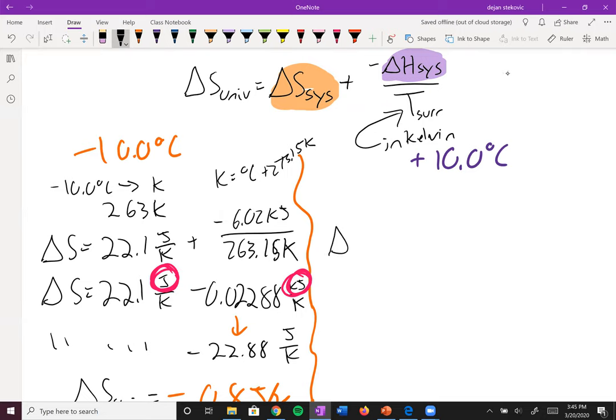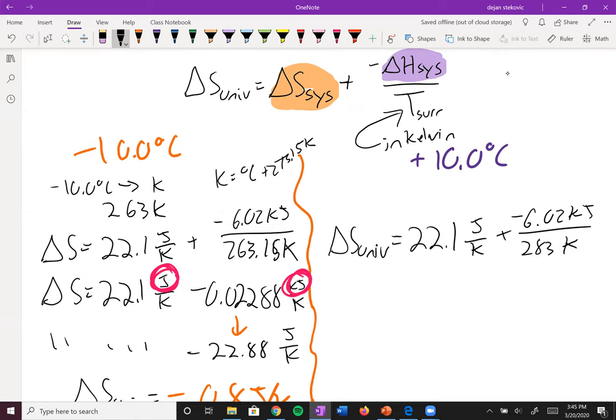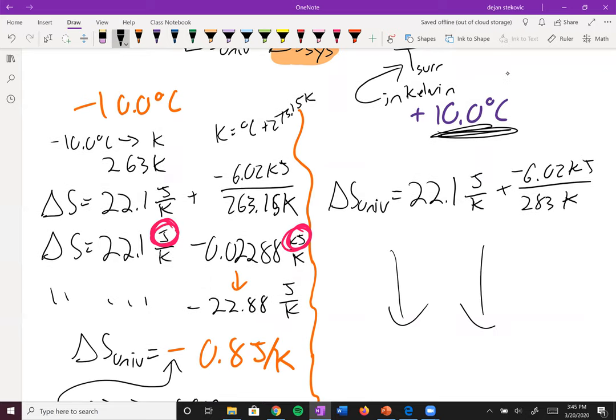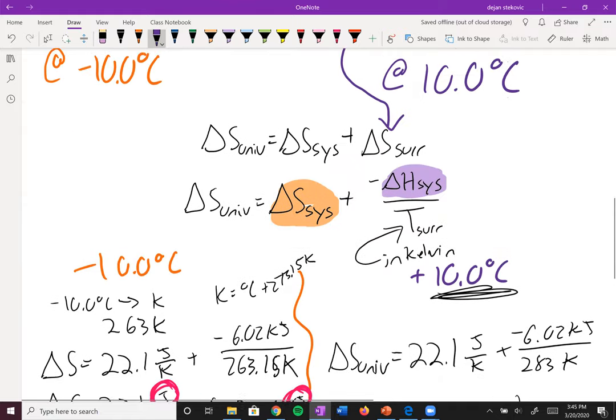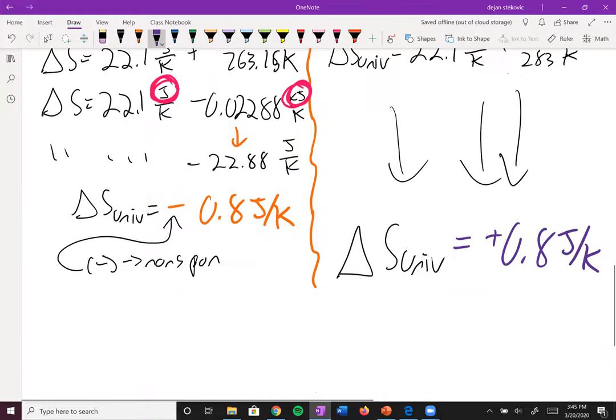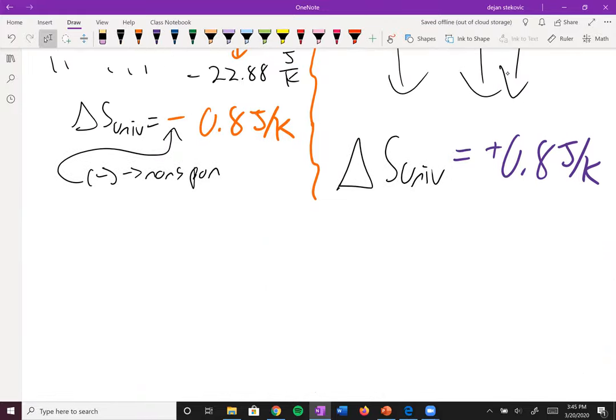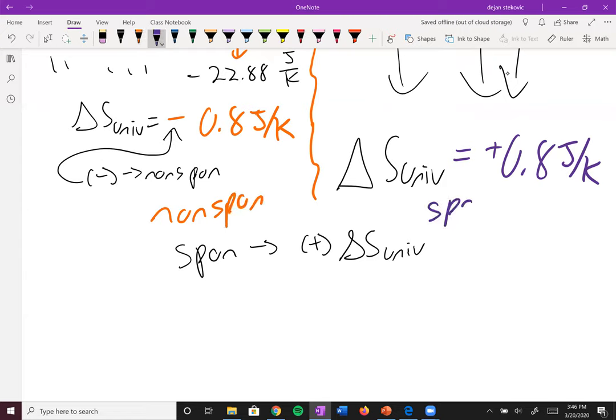On this other side, we go through the same routine. This delta S of the universe is this 22.1 joules per Kelvin plus the negative 6.02 kilojoules divided by now 283 Kelvin, so we have to convert this to Kelvin. Follow the math all the way down, and you'll get the delta S of the universe here is equal to plus 0.8 joules per Kelvin. So this process is spontaneous. Again, ice will spontaneously melt into water at 10 degrees Celsius. The end result: if something is spontaneous, it needs to have a positive delta S of the universe. The entropy of the universe must be positive, must be ever increasing. So this one is non-spontaneous, and this one is spontaneous.